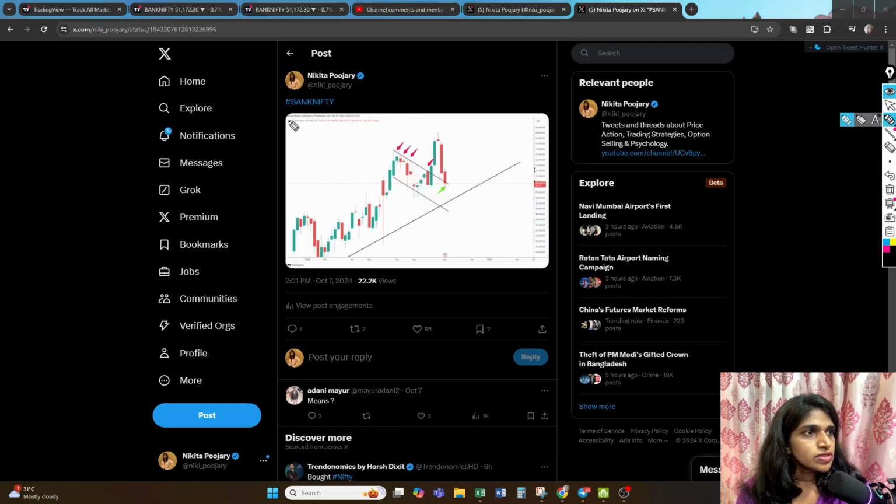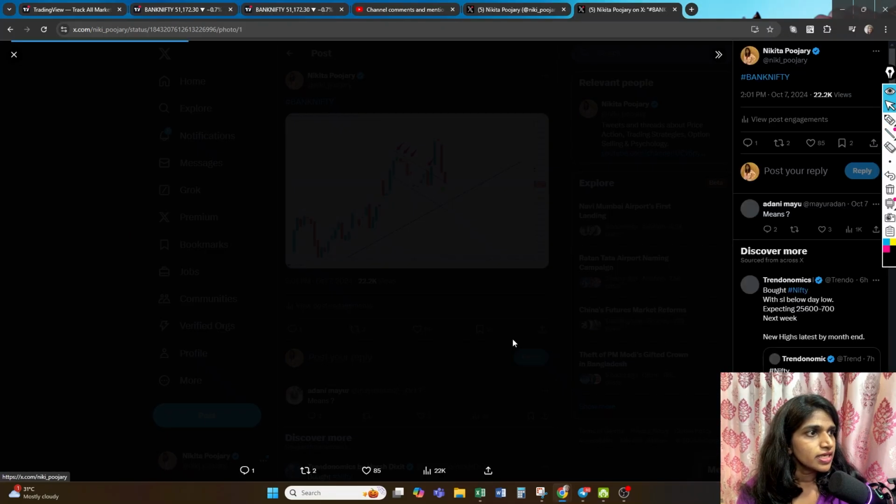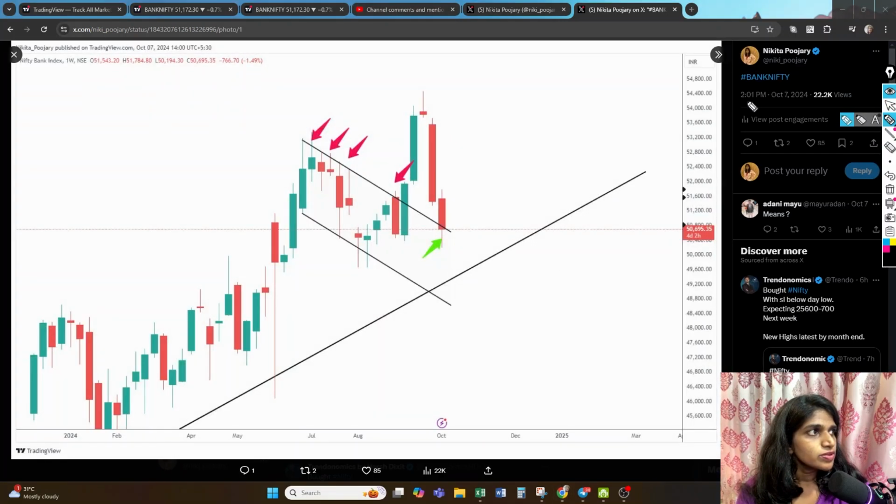So here is the post on Bank Nifty, and I'll just enlarge this one. Yeah, so here is this post. This was on the 7th of October, and you can clearly see that I had posted this at 2 o'clock in the afternoon when it was actually coming down. So basically, this is usually how support and resistance work.